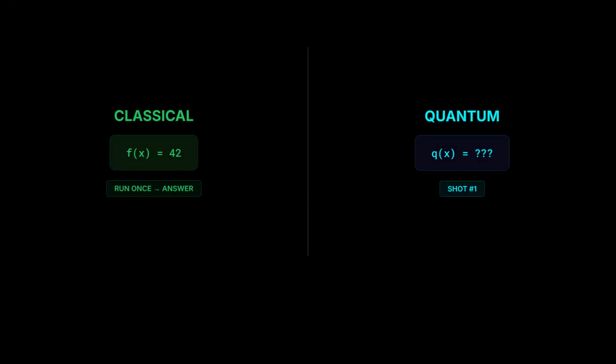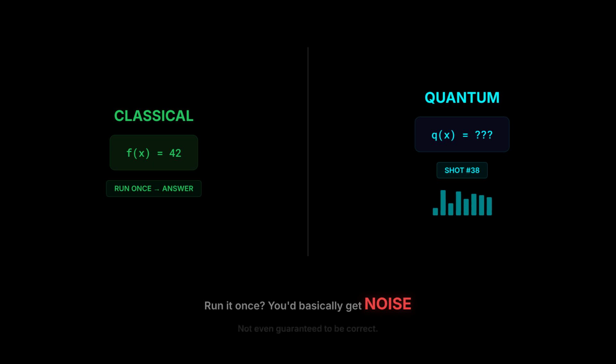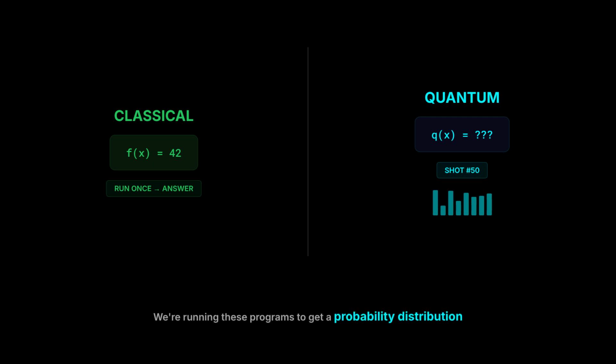A key difference between quantum computers and what we call classical computers is the number of times that you run a program. A quantum program is not just run once. If you ran a quantum program once, you'd basically get noise. You wouldn't even be guaranteed to have a correct answer. And this is due to a key difference fundamentally between quantum computers and classical computers, because in quantum computing, we're not running on definite values. We're running these quantum programs to get a probability distribution of what the answers will be, and we do our calculations based on this probability distribution.